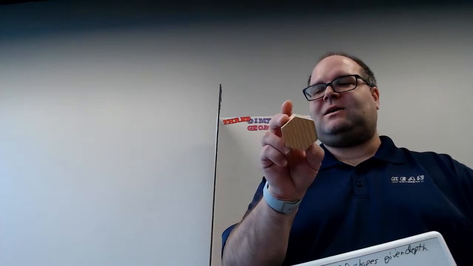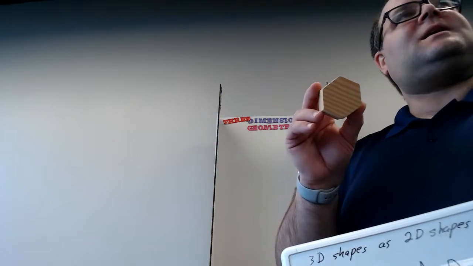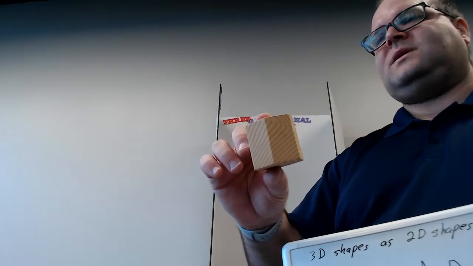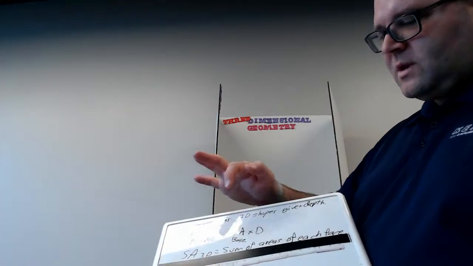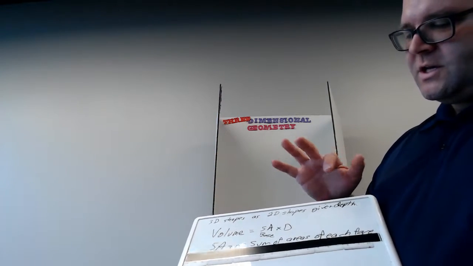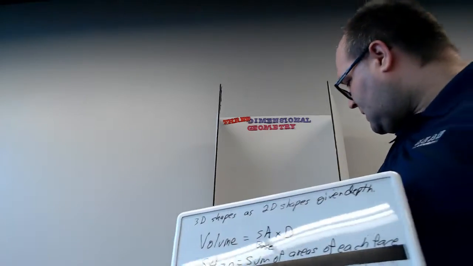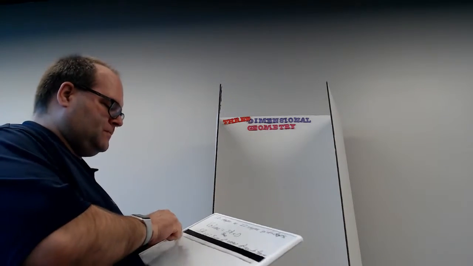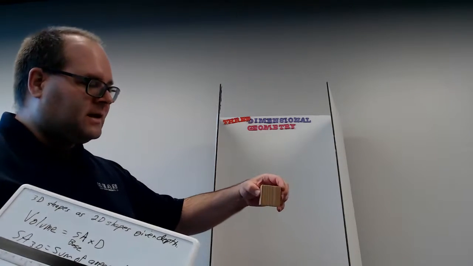So in this hexagonal three-dimensional figure, we have our hexagonal bases separated by this distance here, our depth. And the surface area of all 3D shapes is the sum of the areas of each face. So we're interested in finding the surface area initially of a figure like a cube.